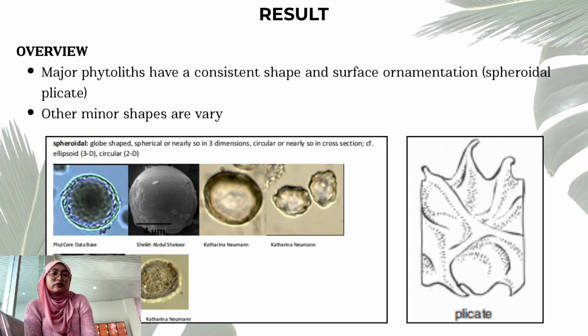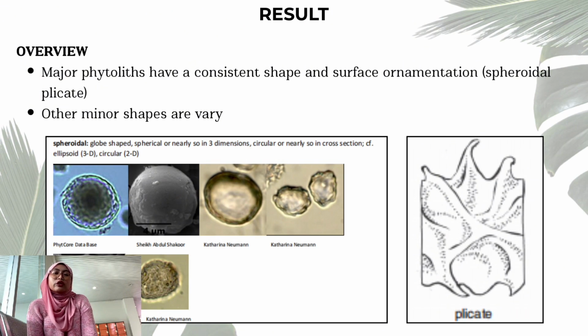So this is the overview of the result that we get from the phytolith observation. We observe that the major phytolith has a consistent shape and surface ornamentation across the 15 samples and 6 different species, which is spheroidal decay. So how do we determine this surface ornamentation? We use ICPN 1 and 2 in order for us to determine their shape and their surface ornamentation.